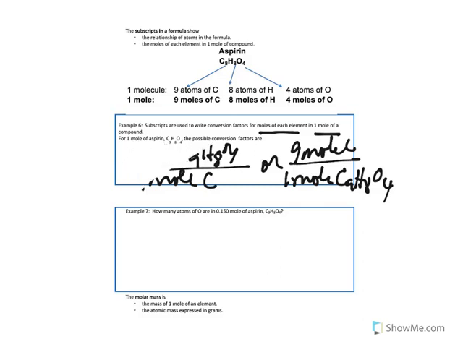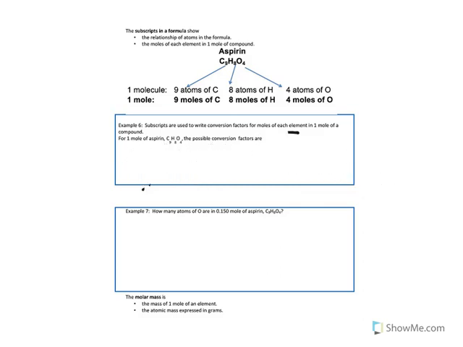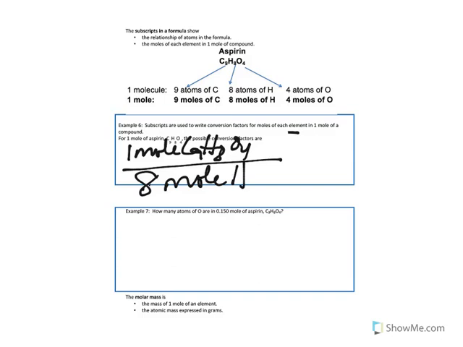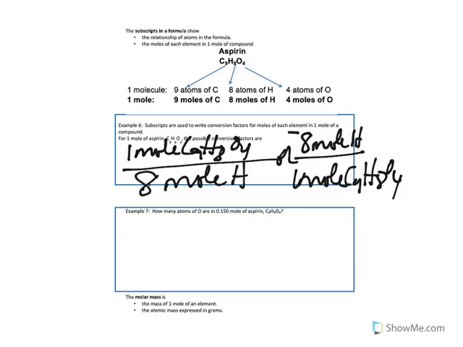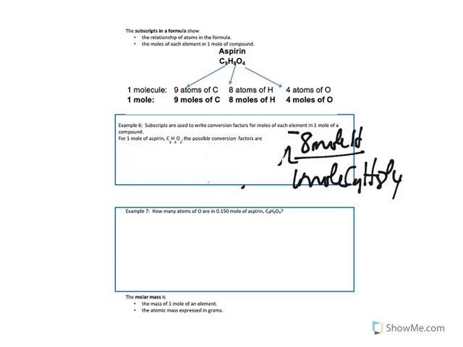We could also say hydrogen. We could say that in 1 mole of aspirin, C9H8O4, there are 8 moles of hydrogen. Or we could say that for every 8 moles of hydrogen present, there is 1 mole of aspirin. Now you try that for oxygen. Pause the video if you need a bit more time.